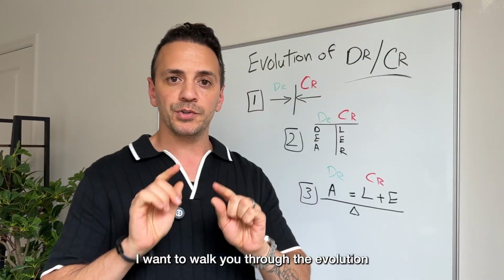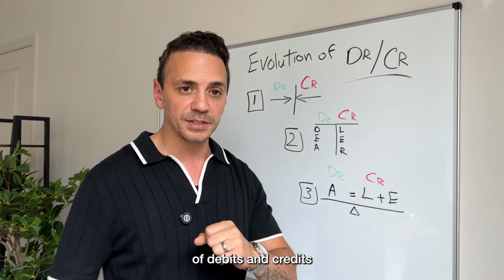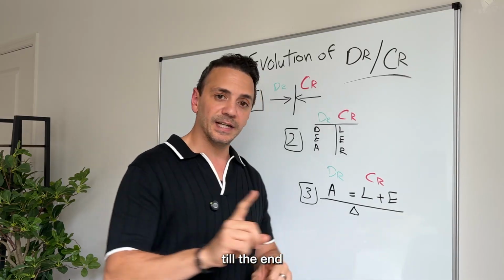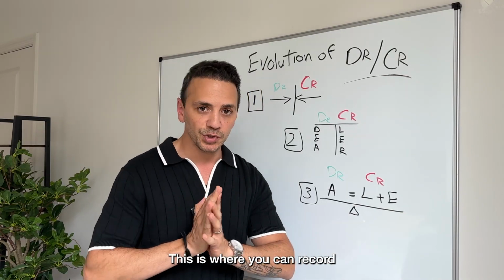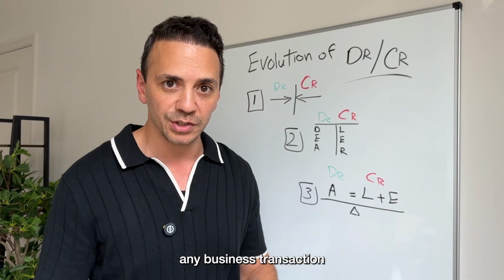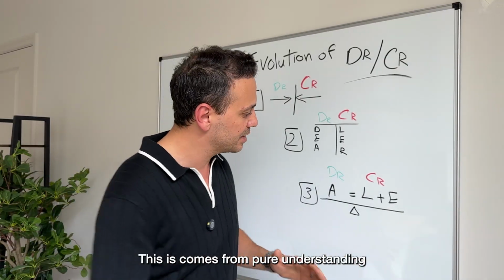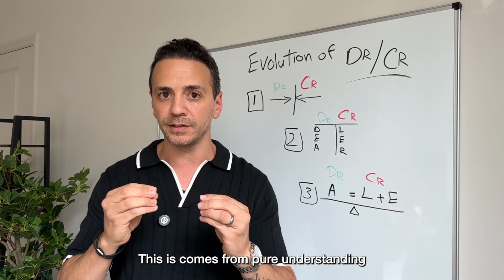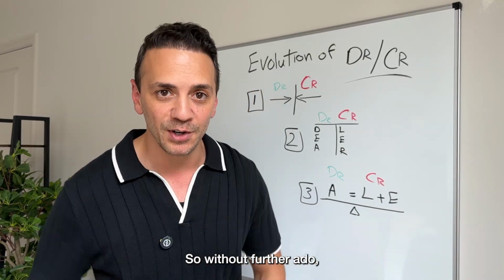Today, I want to walk you through the evolution of my understanding of debits and credits. And you're going to want to stay till the end, because at stage 3, this is where the magic happens. This is where you can record any business transaction without having to memorize any kind of weird acronym, right? This comes from pure understanding of what's going on in accounting. So without further ado, let's dive right in.